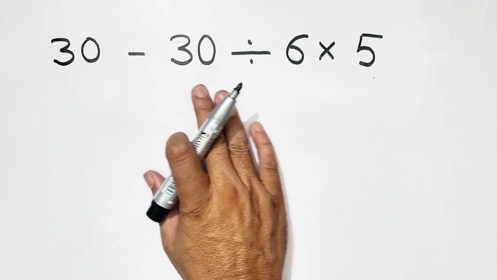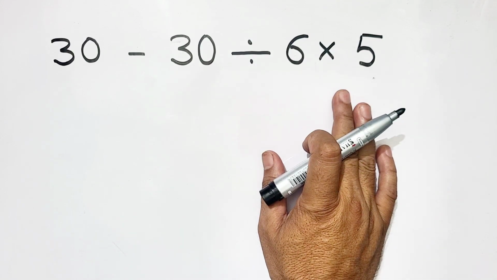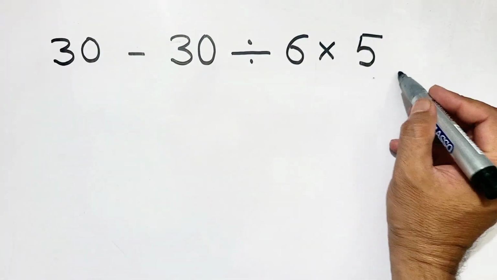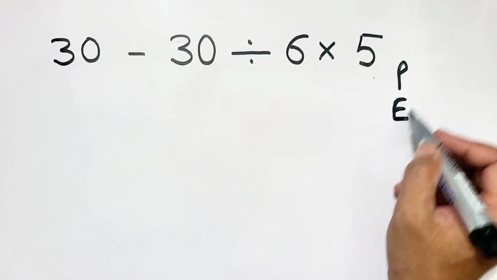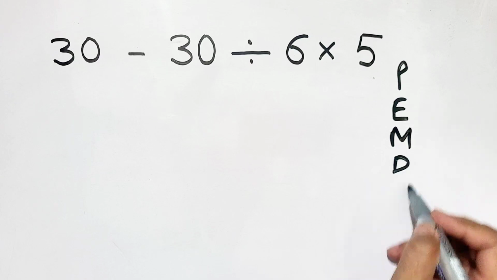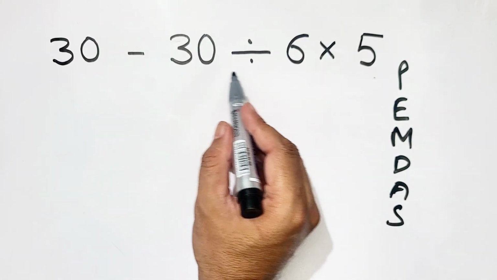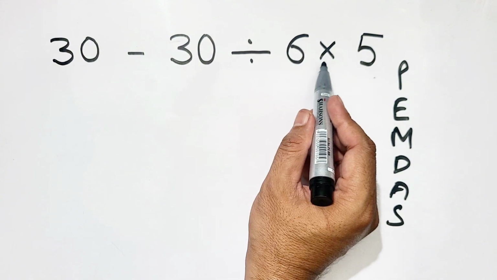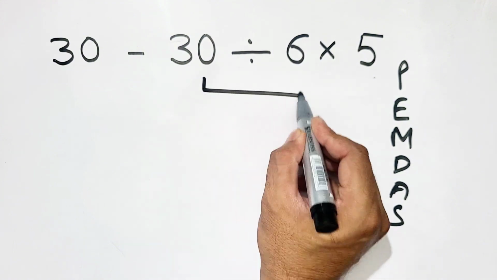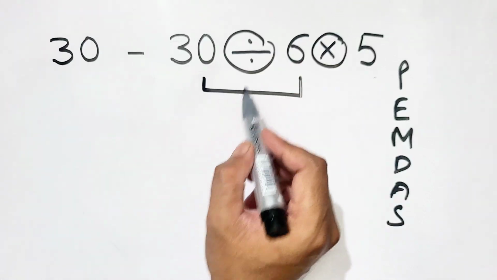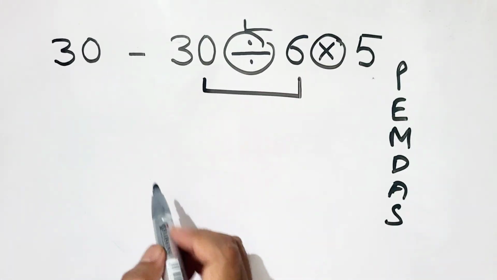So we have division and multiplication. Remember that according to this rule, which is the PEMDAS rule: parentheses, exponent, multiplication, division, addition, subtraction, both are the same. Meaning division and multiplication are the same, but we have to move from left to right. Division is at left, multiplication is at right, meaning this one is to be solved first.